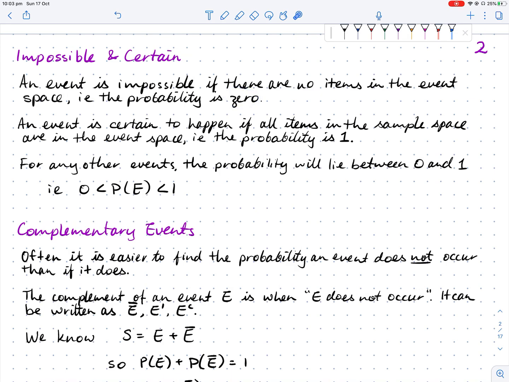If an event is certain to happen, so it's 100% definitely going to happen, then the sample space is exactly the same as the event space, which means that the probability is going to be 1, or 100%. For anything else, it's going to be a number between 0 and 1. So you can't have numbers greater than 1 and you can't have negative numbers either. Okay, so anything else is between 0 and 1. I've used just the less than symbols without the including, because I'm talking about anything else except for the impossible and certain events. Still got a couple more bits of terminology that we'll work through.